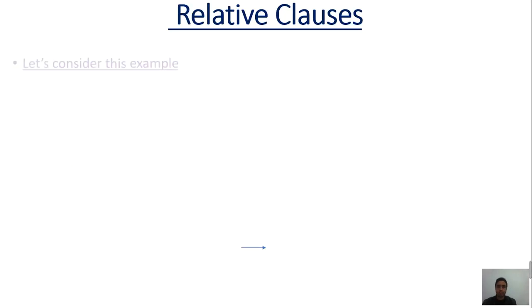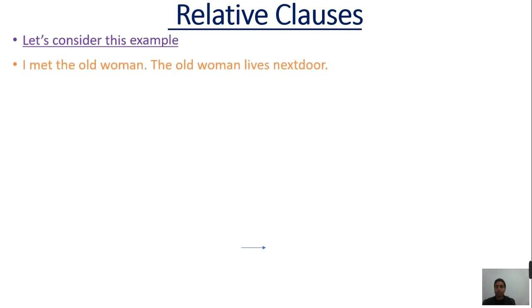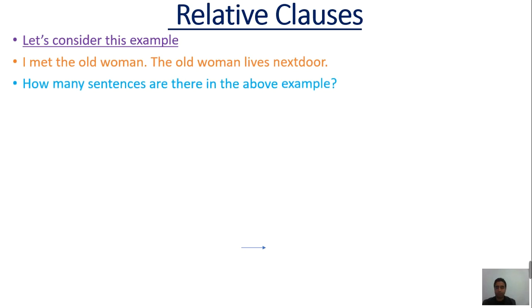So let's start with an example here. The example is: I met the old woman. The old woman lives next door. So here in this example, normally how many sentences do we have? The answer should be 2 sentences. Now, how do we know that there are 2 sentences?